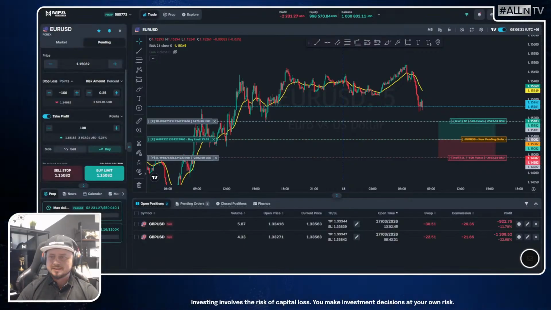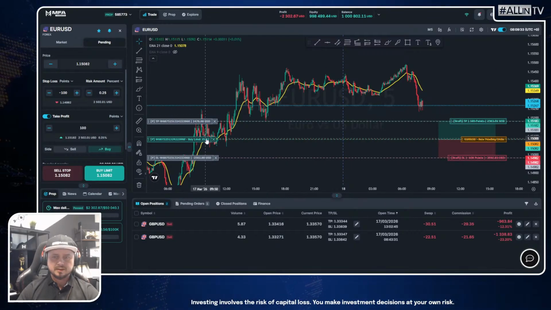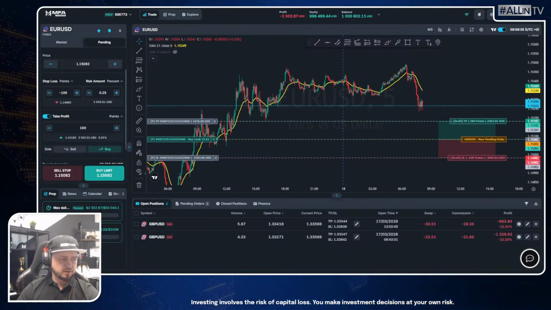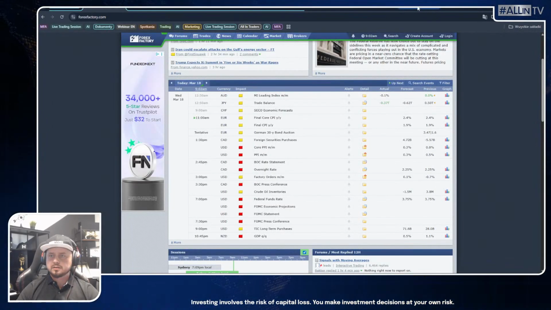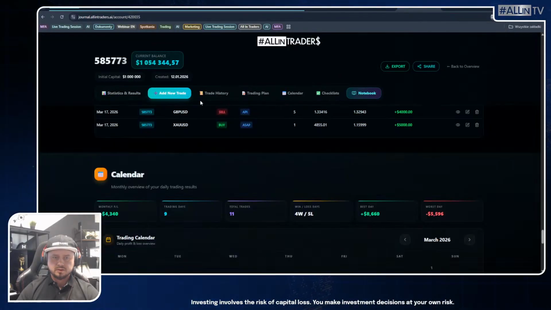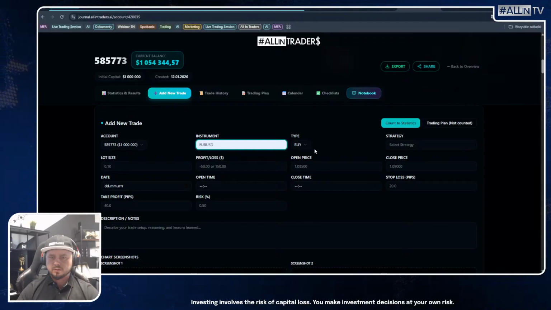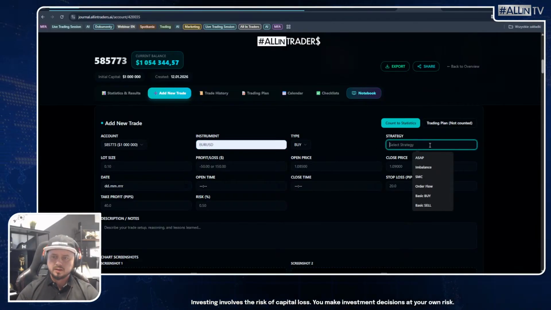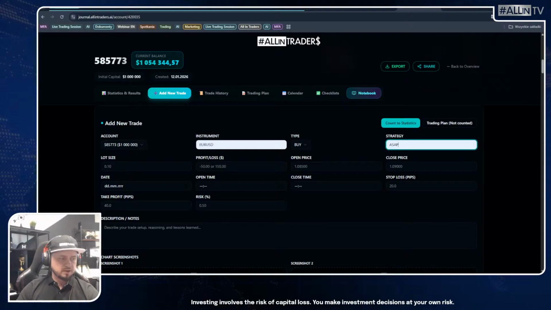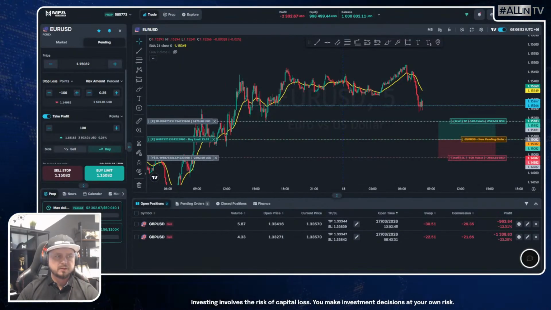Okay, the trade is saved, so we can put that in the trading journal. Let's do it now. Trading journal and add new trade. Euro USD, we want to go up, strategy ASAP. I know exactly where we're going to open the trade, so let's have a look at that.